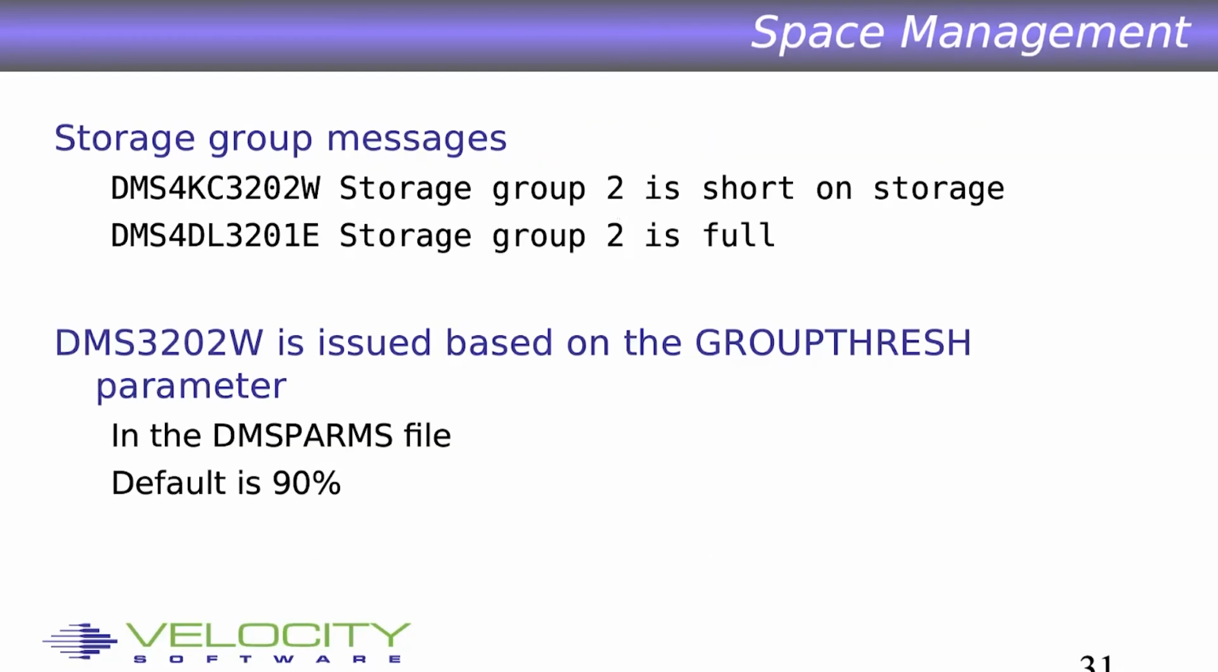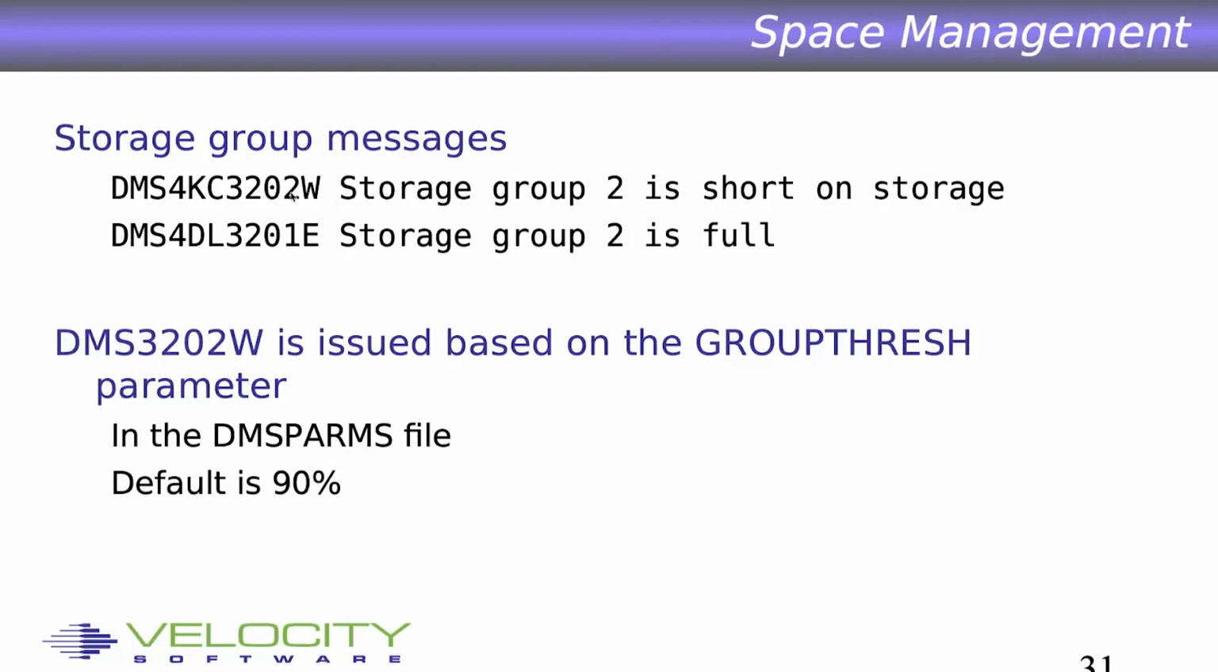Okay, let's talk a little bit about space management. When you're using a file pool, you might get messages like this: storage group 2 is short on storage, or storage group 2 is full. This first message will be issued as it starts filling up, and the second message is kind of the danger zone.